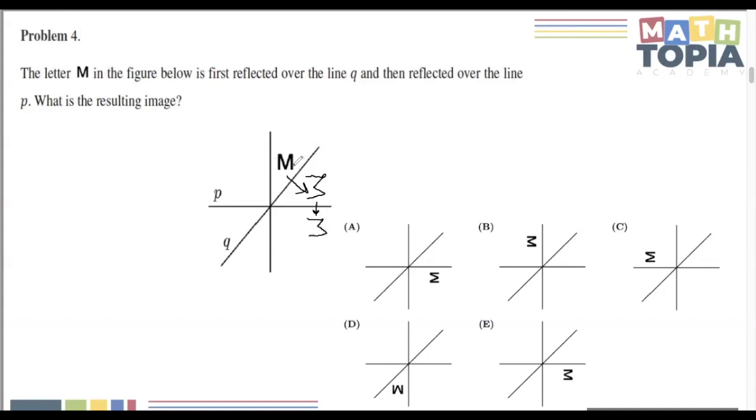Each point on the M gets reflected to its own corresponding point across the line. So what we end up with in the end is this. And we can look through the answers. It's not A, not B, not C, not D. E matches. So that would be our answer.